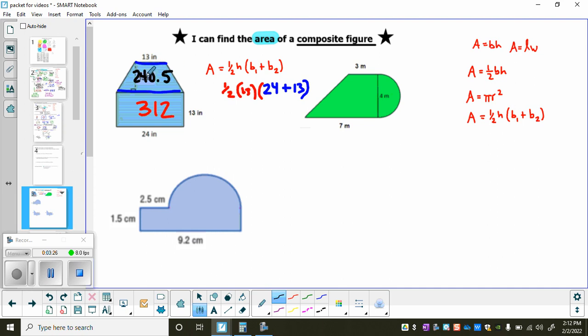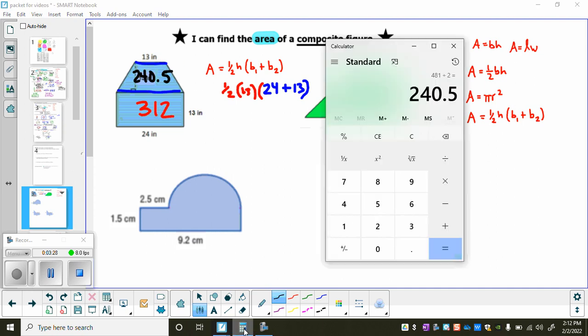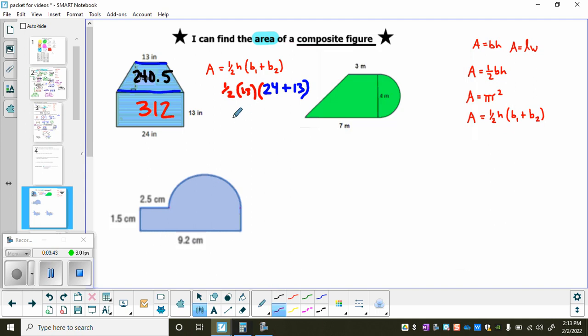So all we need to do now is simply add these two areas together. I have the 240.5 left in my calculator, so I'm just going to add the 312 for this rectangle area. And it looks like our total area here is going to be 552.5 square inches.